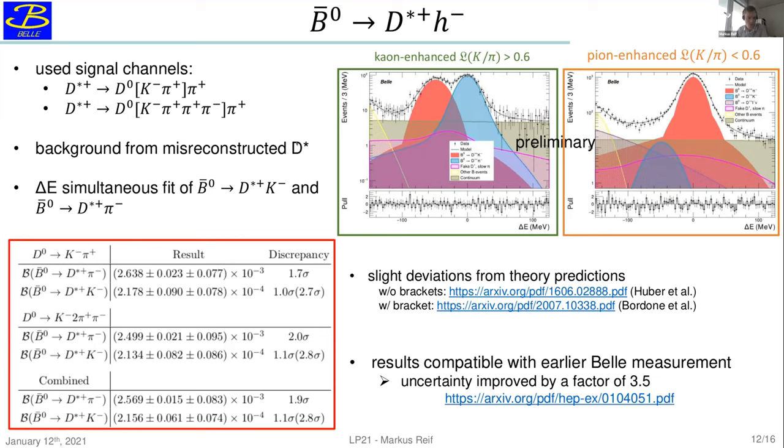The fitting strategy is similar to the one before. You have again a simultaneous fit in a kaon and a pion enhanced sample. These are the results individually for the two channels used to reconstruct the D*, and if you combine both of them. This is compared to two theory predictions. The one in brackets is the one from the Bordone paper, and then there's another one. And you can see that there are slight tensions between theory and this measurement. Overall, the results are compatible with an earlier Belle measurement with improved sensitivity.